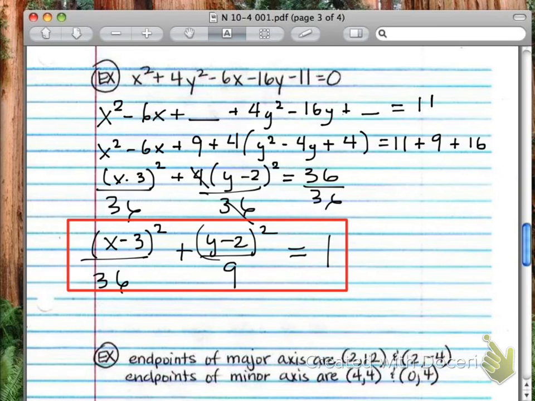Okay, what's my center? 3, 2, right? How's it 3, 2? Because it's the opposite. 3 comes out, 2 comes out. What's my A? 6. So what's my length of my major axis? 12. What's my B? 3. Length of the minor axis? 6. And then we can find the foci, but we're not going to go through all that right now.